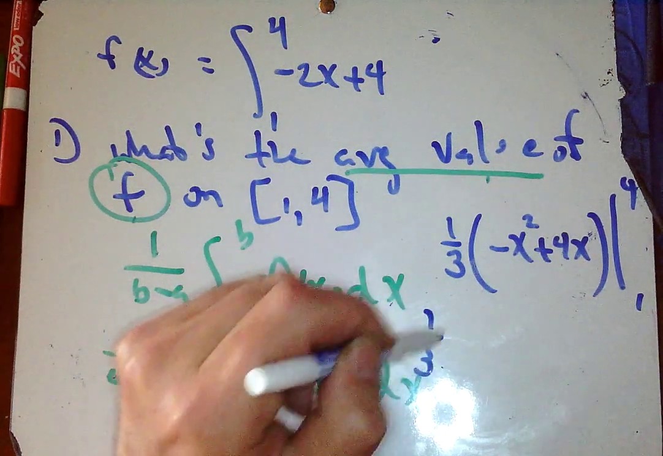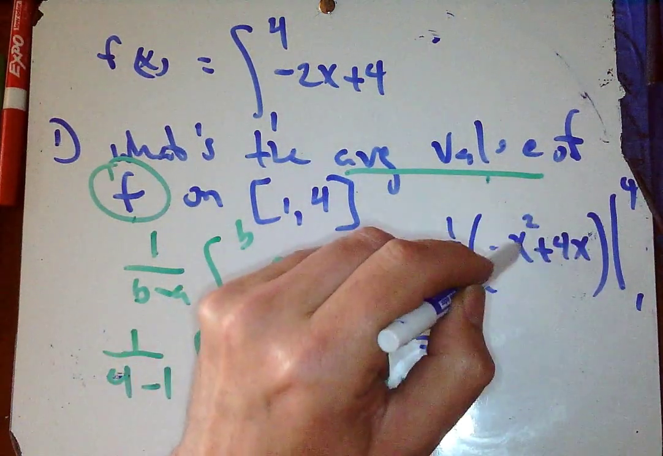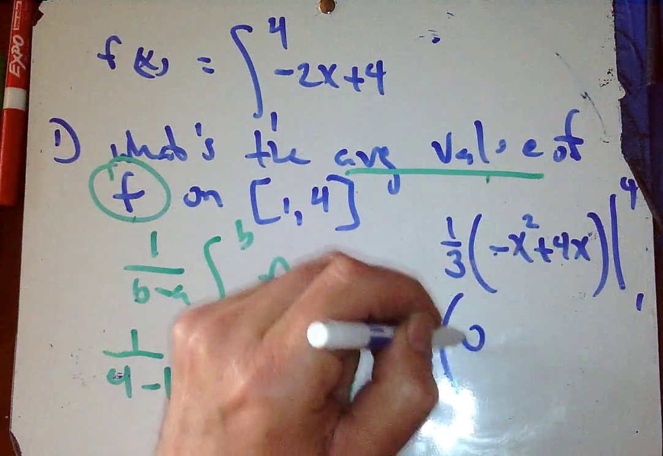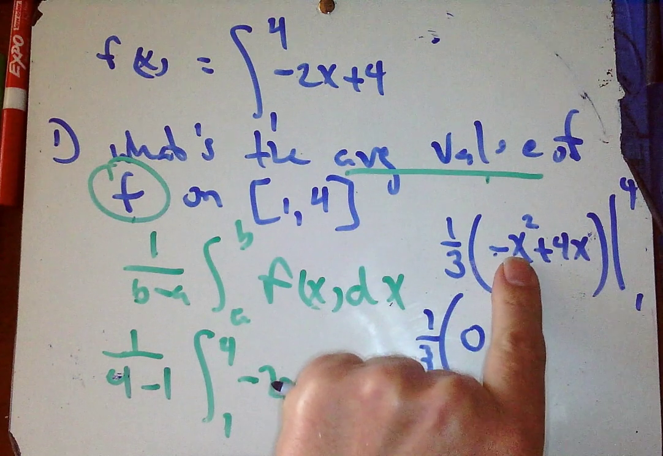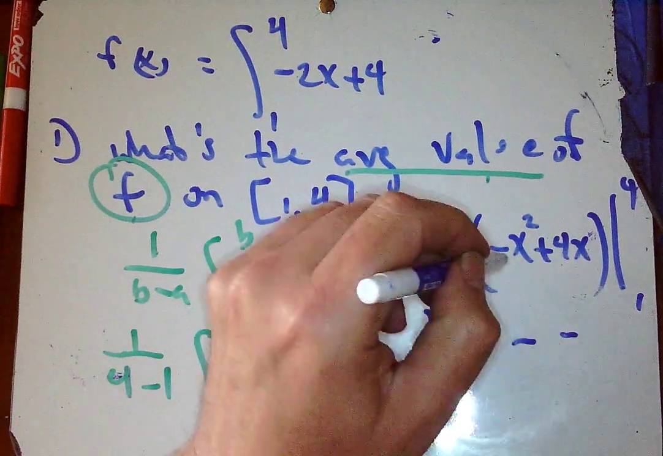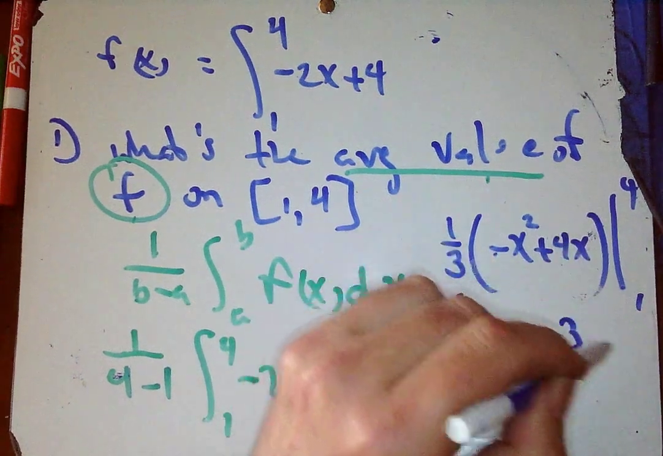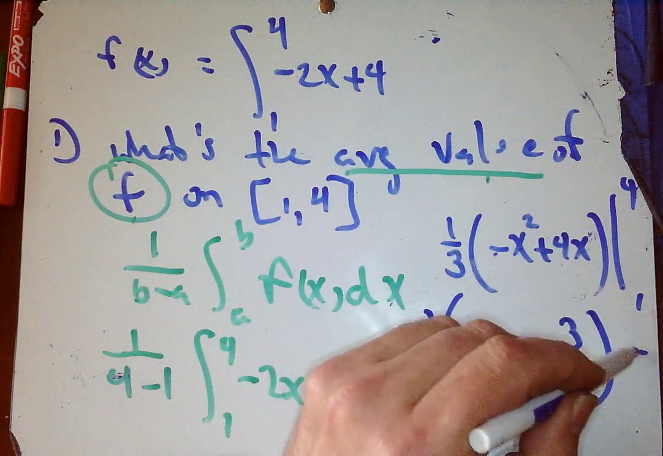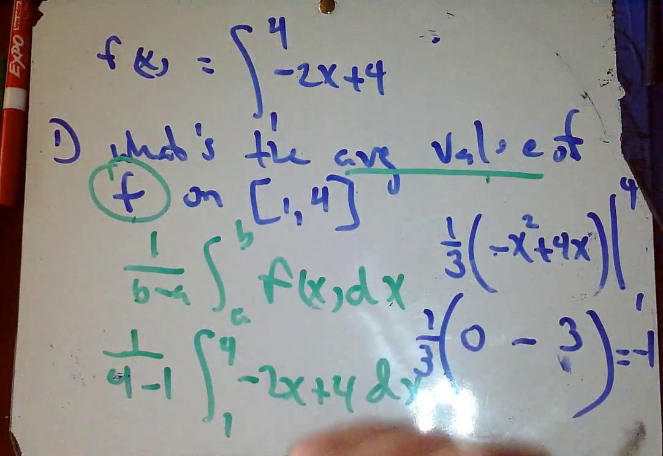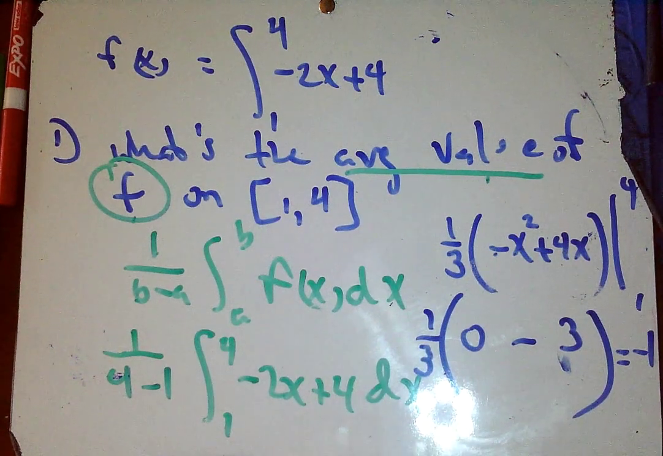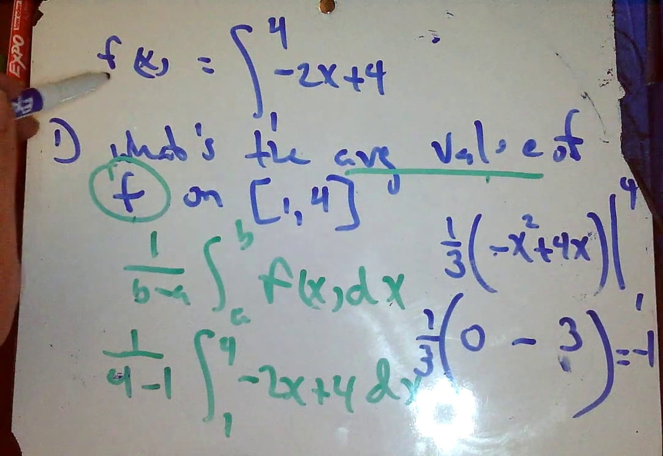So I got 1/3 times 4 squared is 16, negative 16 plus 4 times 4 is 16, and I get 0. And now if I plug in a 1, I've got negative 1 plus 4, which is positive 3. Okay. Hey, look, I got negative 3 over 3, or negative 1. Now, what does that represent? Well, that represents the average value on our function.